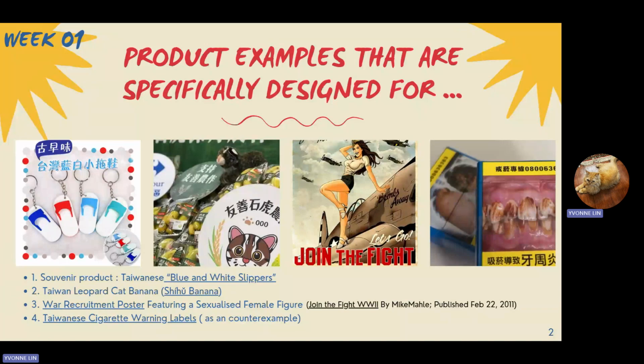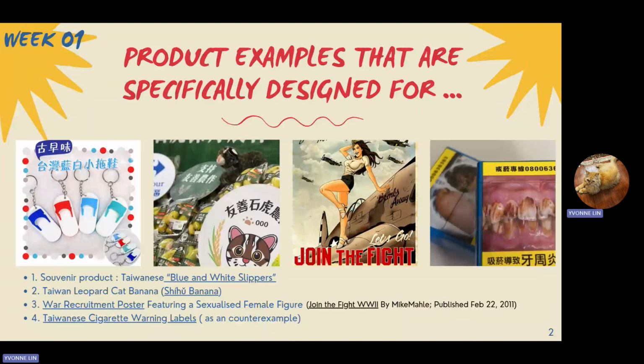Second is the leopard cat banana. By linking pesticide-free farming with the protection of Taiwan's endangered leopard cat, the campaign successfully appeals to environmentally conscious consumers who are willing to pay at a higher price.